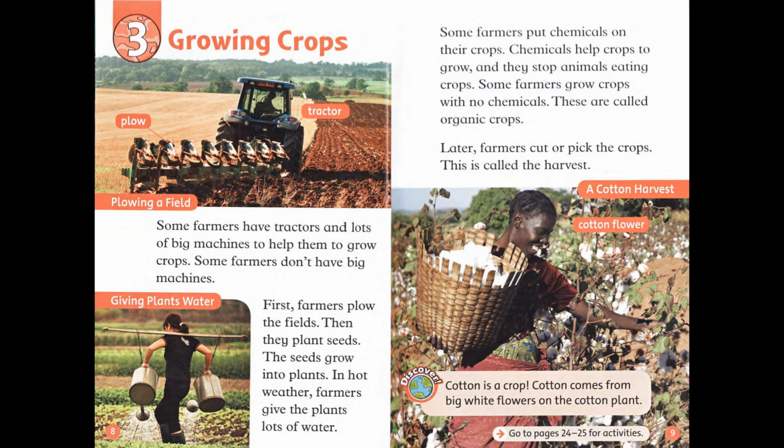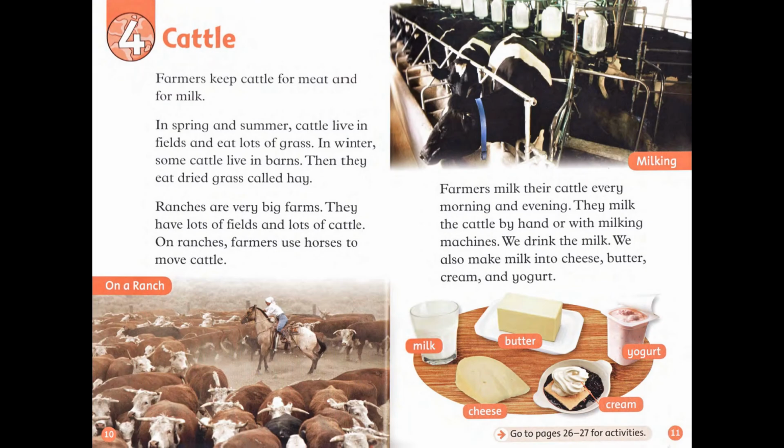Chapter 4. Cattle. Farmers keep cattle for meat and for milk. In spring and summer, cattle live in fields and eat lots of grass. In winter, some cattle live in barns. Then they eat dried grass, called hay.